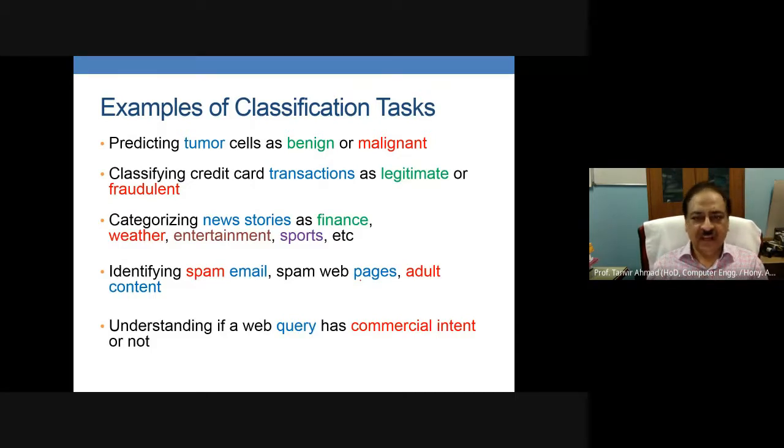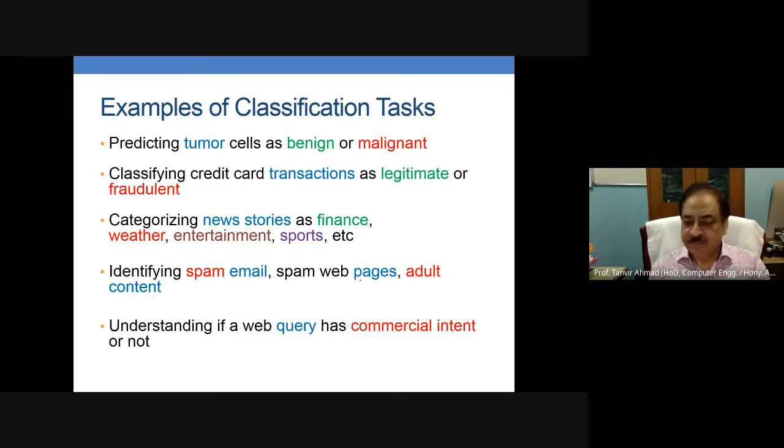You can classify credit card transactions as legitimate or fraudulent. That means whether the credit card transactions are legitimate or fraud transactions. You can categorize news stories as finance, entertainment, sports, or any particular thing. You can also identify emails as spam, spam web pages, adult content, or any of the things which you find relevant for classifying a web page or spam.